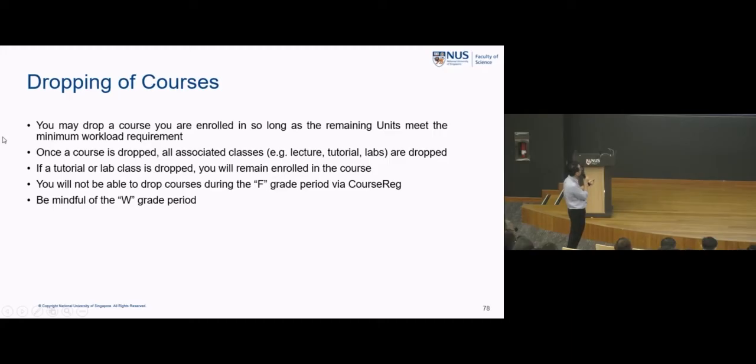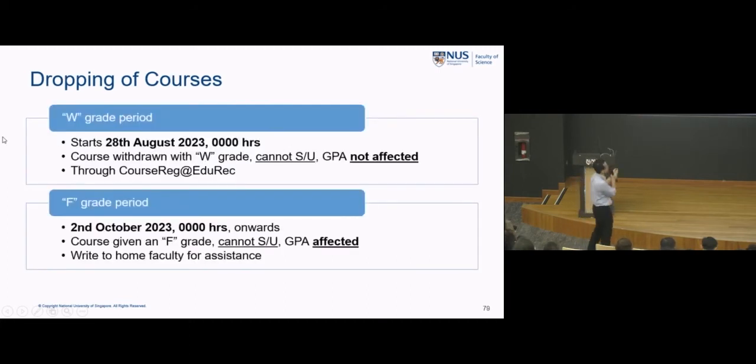If you drop it early enough, you will get a W grade or you won't show up at all. If you drop it too late, you will get an F grade reflected in your transcript, and nobody likes to have an F grade reflected in your transcript, right? Okay, so what are the timelines? For this coming semester, you can start dropping a course from the 28th of August with a W grade reflected. In this case, this W grade cannot be changed into an S or U grade. There's nothing for you to SU. It will just be referred to as W, withdrawn. It will not affect the calculation of your GPA.